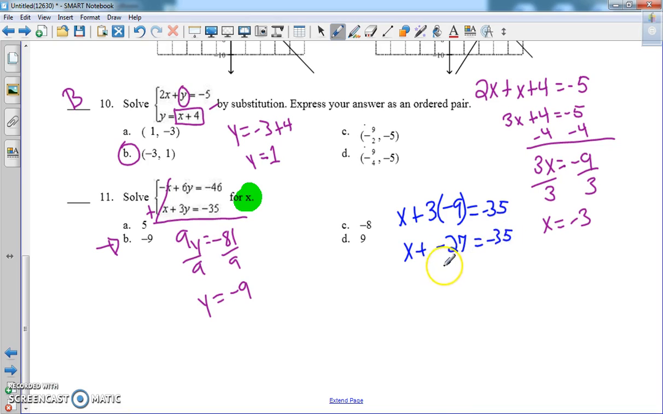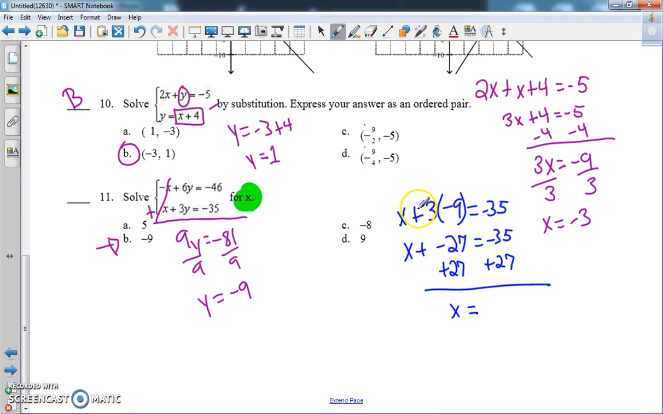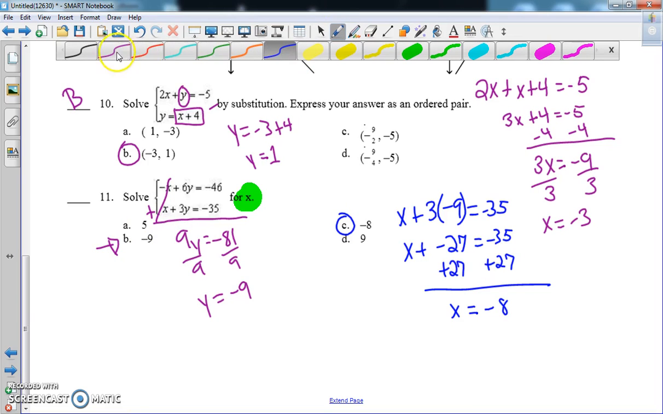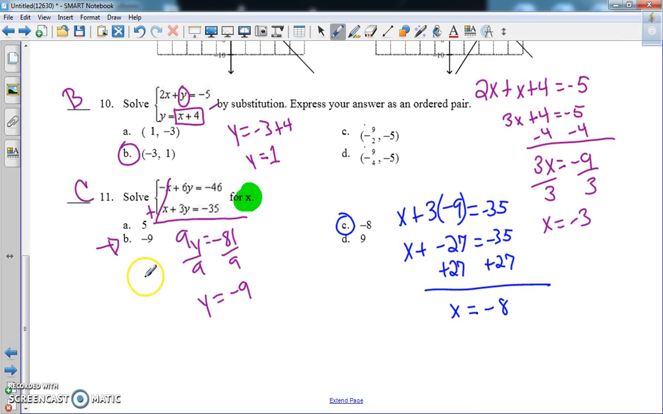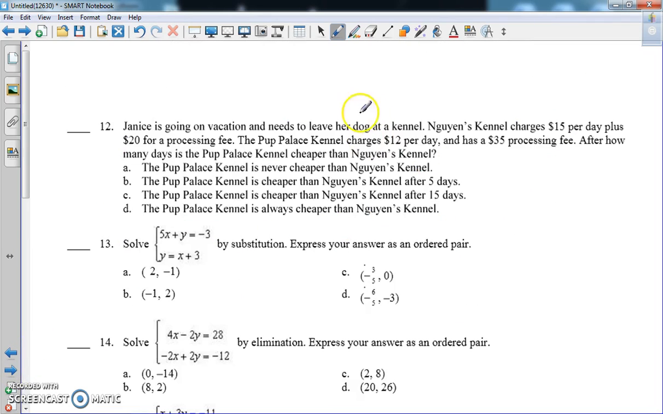So the opposite of adding a negative 27 is adding a positive 27. So x is going to equal negative 35 plus 27, which gives us a negative 8. So the answer is not B, it is really C. So don't let them trip you up on that one when you go to take the real test. Alright, we probably have time for one more for this part of the video.